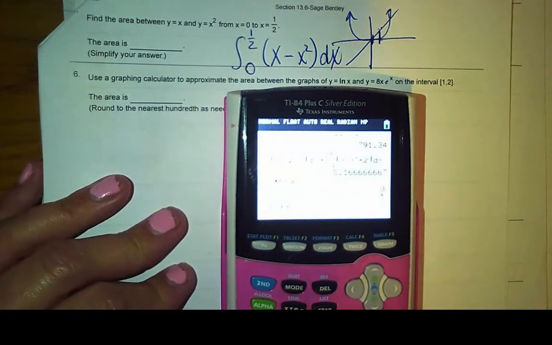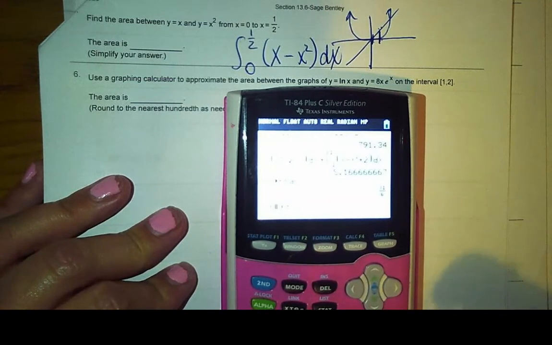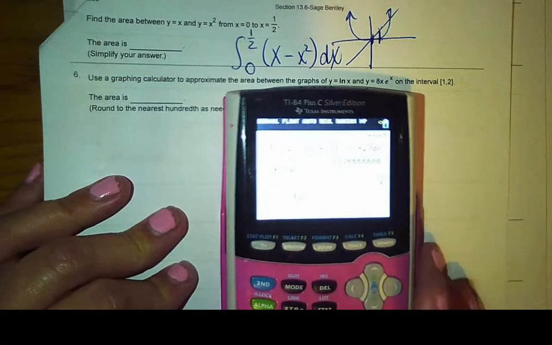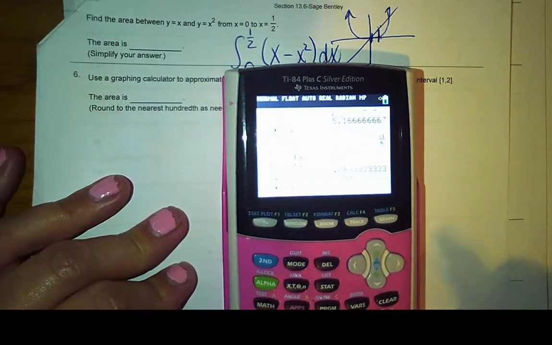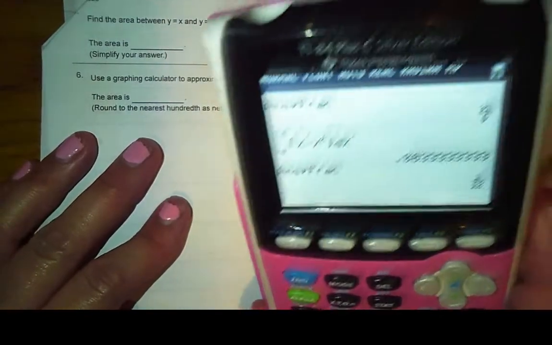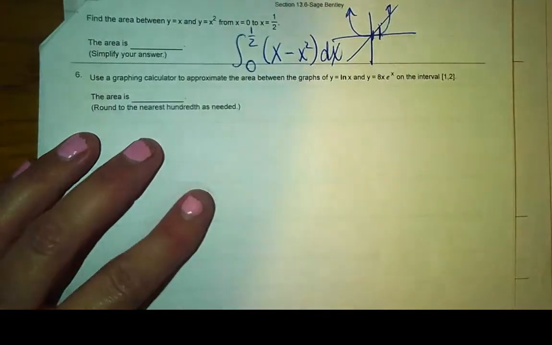So math 9 is going to give me from 0 to 1/2 of x minus x squared dx. And when I get that, I got 0.0833333, which gives me 1/12. Okay, so can you see that? Look at that, it's so pretty. So you get 1/12.